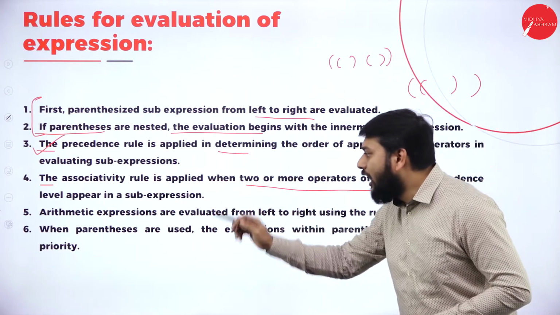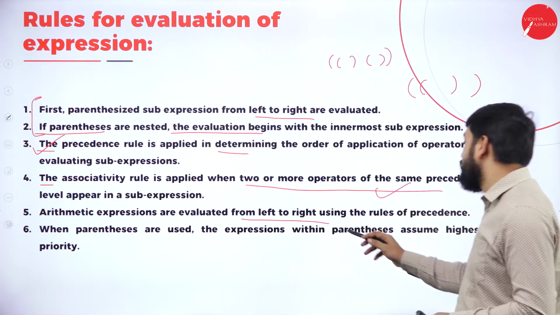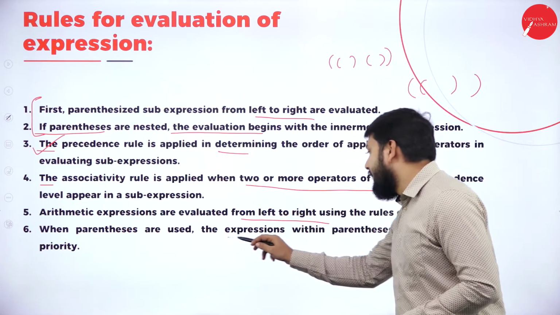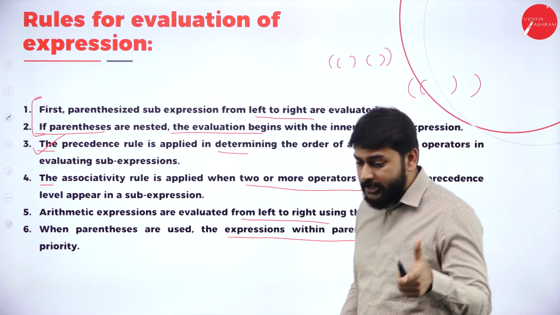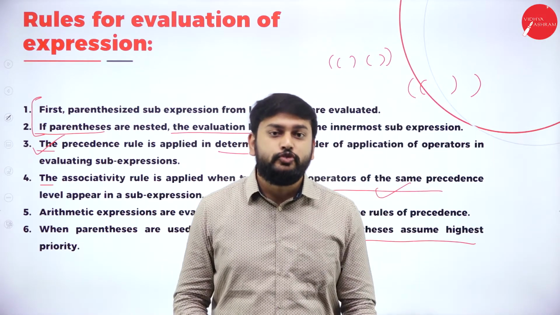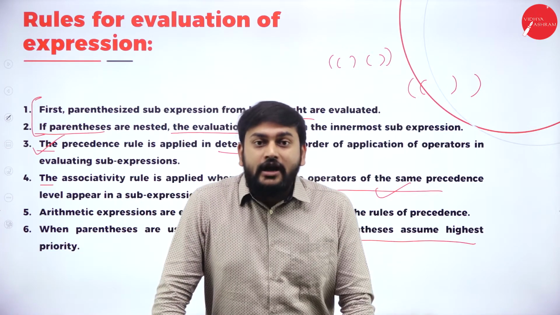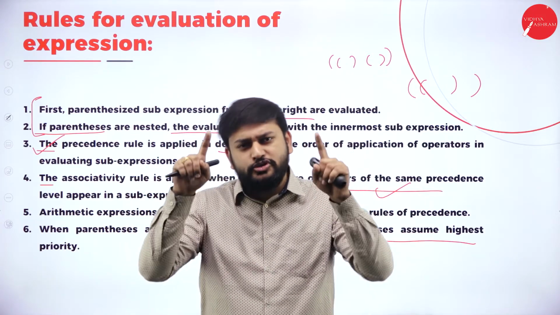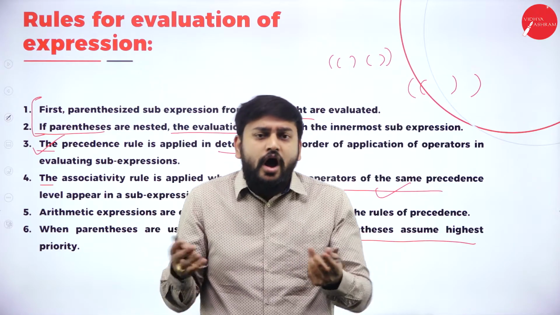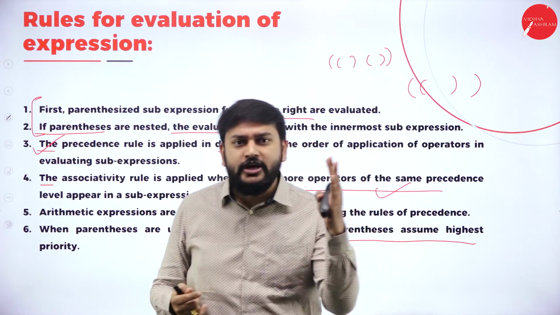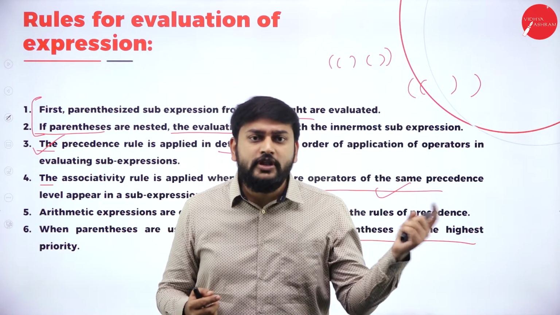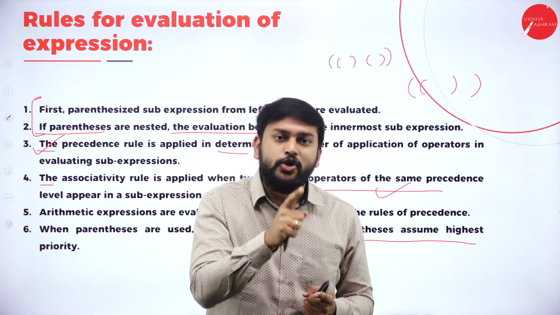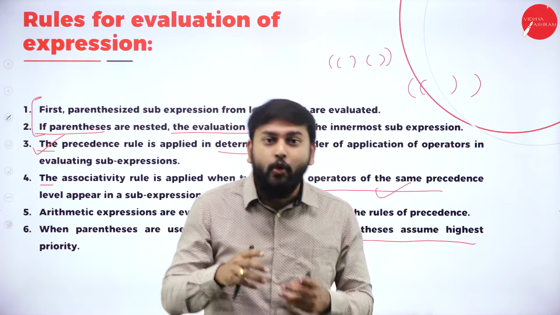What is the next one that I have? Arithmetic expressions are evaluated from left to right. This is what we have discussed already. And when parentheses are used, the expressions within the parentheses have the highest priority. That's what we have already discussed in the first two points. So this is how you will start evaluating the expression. In short, if you have an expression, the highest priority goes to the parentheses, right? Yes, obviously. From which side will you start evaluating? From the left side. So you will check the operator precedence and then start evaluating. And then again, what is it that you will check?